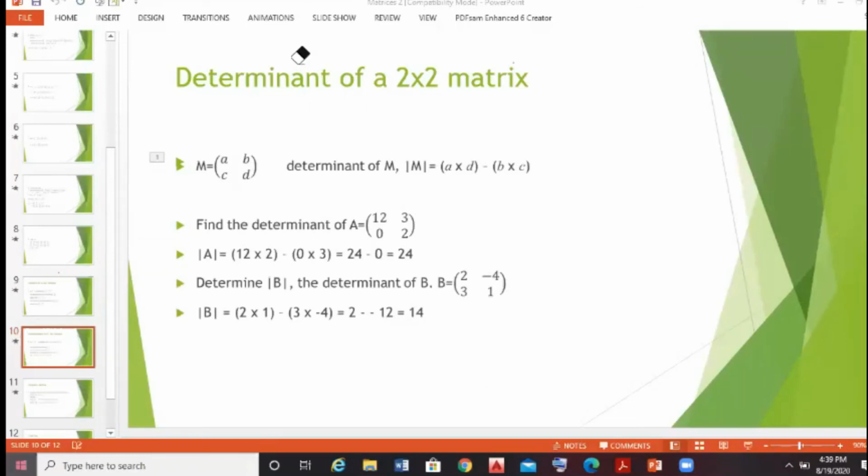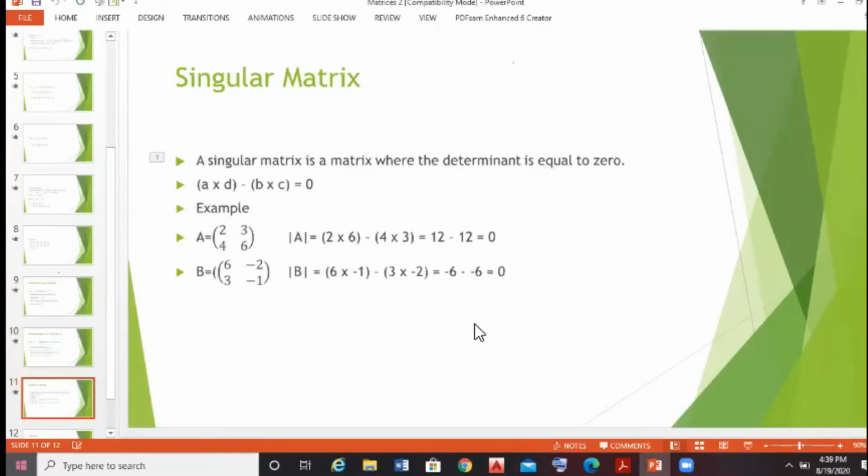Yes, sir. But now, for the determinant of a matrix, we have something known as the singular matrix and the non-singular matrix. The singular matrix is a matrix where the determinant is equal to 0. And as you can see here, this is how we find the determinant. Once we get a value of 0, it tells us that our matrix is a singular matrix, which means that it does not have any inverse.